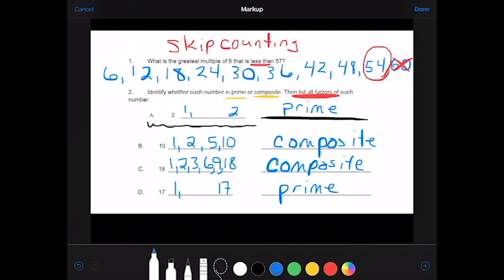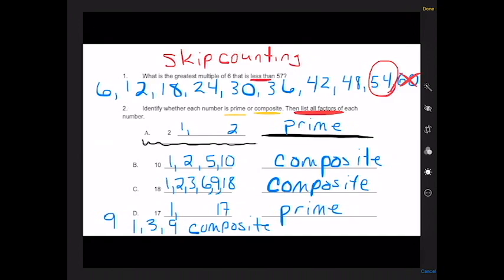Be really careful, boys and girls. 9 is a tricky number. Lots of people want to say it's prime because it's odd, but it actually has 3 factors, 1 and 3 and 9, so 9 is composite. All right, let's move on.